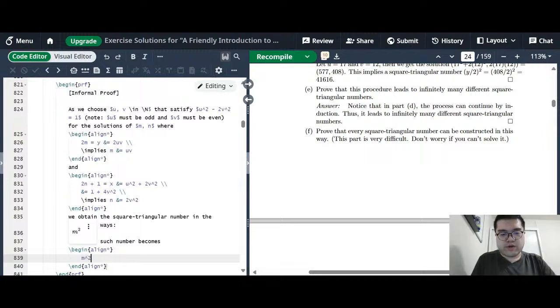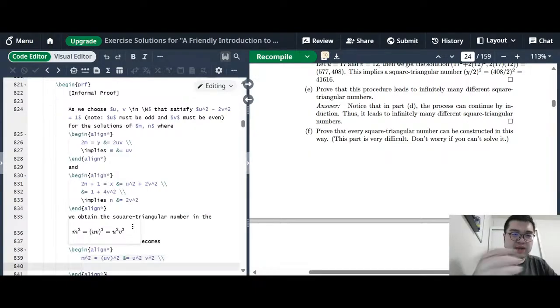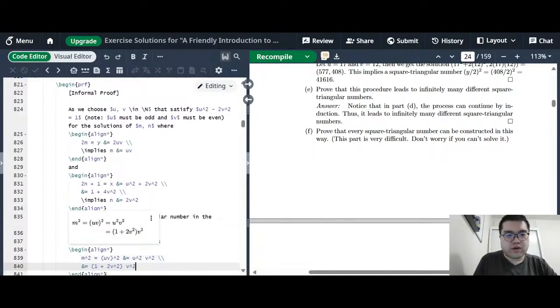We have m squared, which is of course equal to the quantity uv squared, which is again equal to u squared v squared. But what's u squared? Well, based on our setup at the beginning, this is going to be equal to 1 plus 2v squared, okay, times v squared.